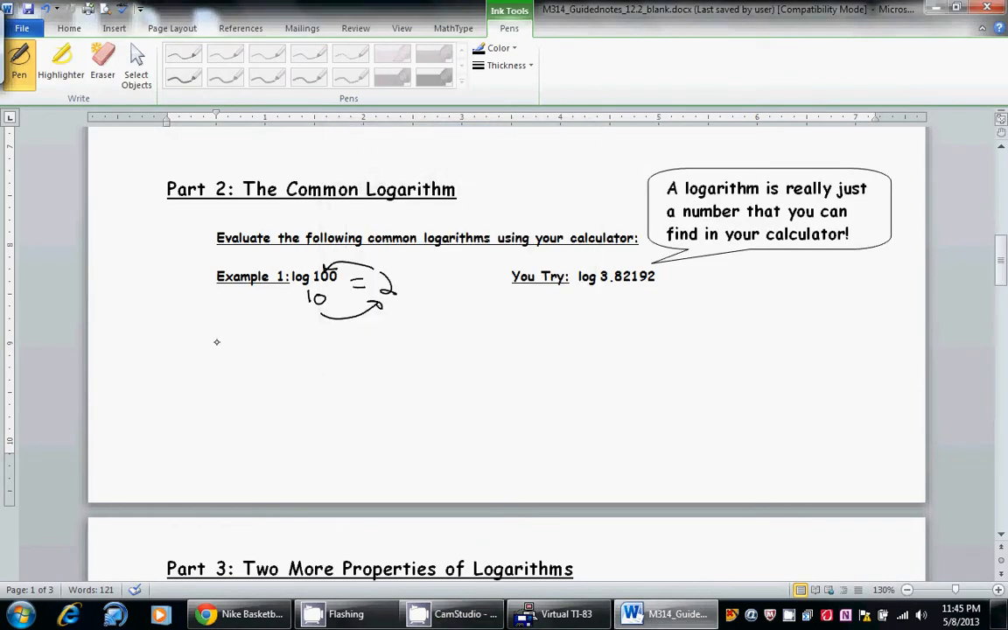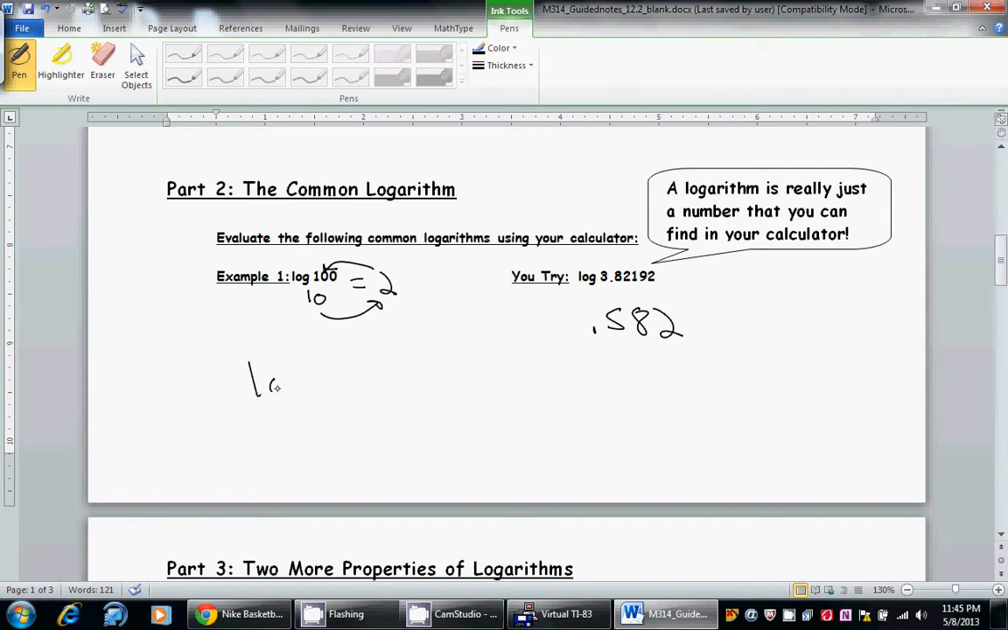Okay, so slight hiccup there. But we just went ahead and evaluated this next one, right? We hit log 3.82192 into our calculator, and we got 0.582, okay? So whenever it's just log of a number, right, you're just going to type that into your calculator, okay?